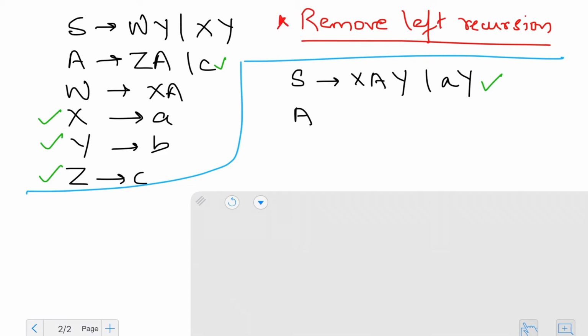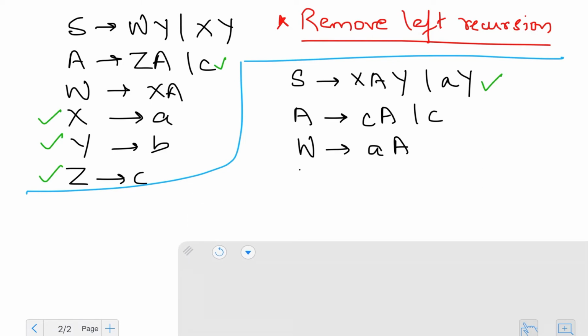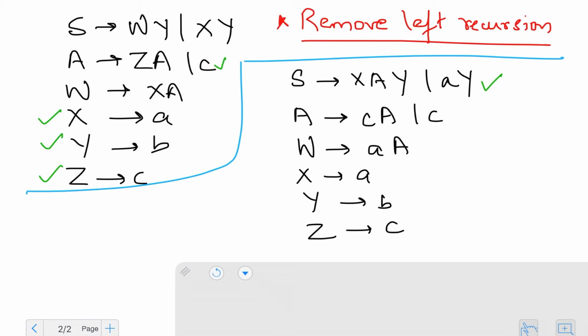Next I have A goes to ZA. Once again, let's substitute C instead of Z, so I can write CA and C. For W, I can just substitute X as A, so I have A here. So once that is done, I just have X goes to A, Y goes to B, and Z goes to C. All of these are already in the Greibach normal form rules, so that's fine.